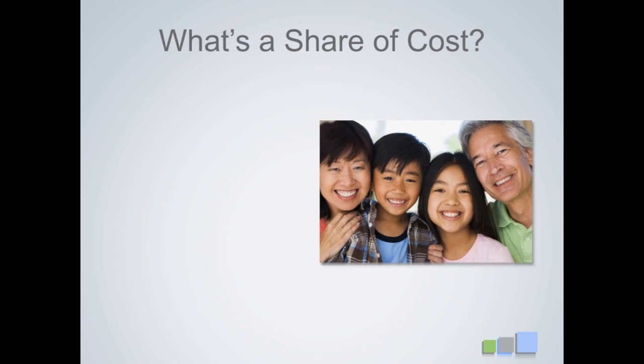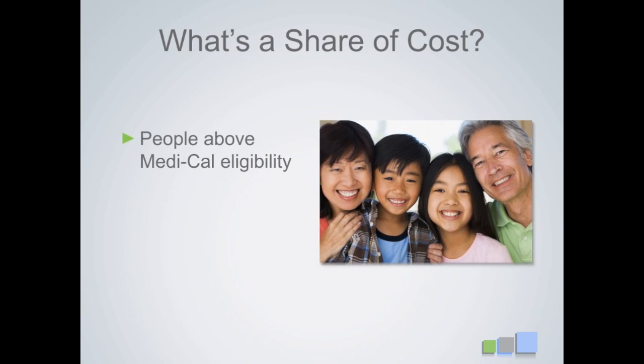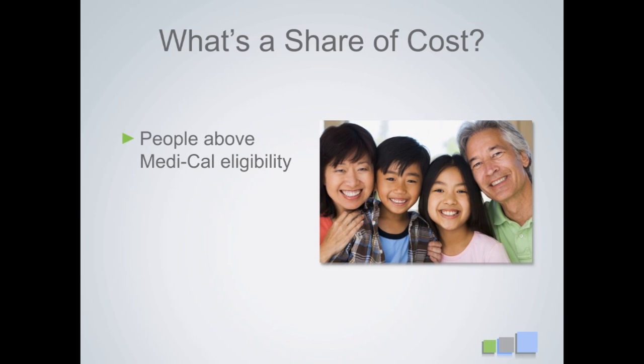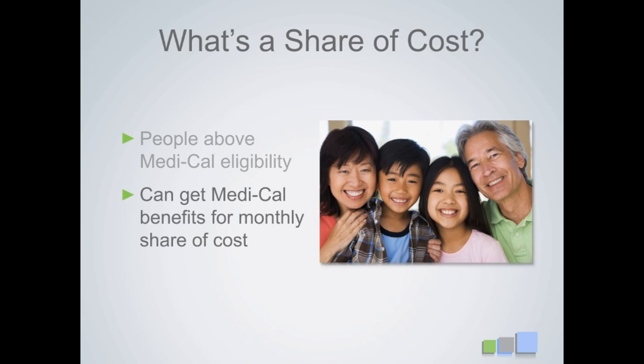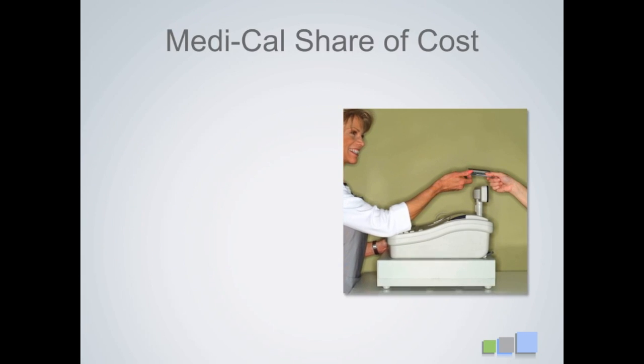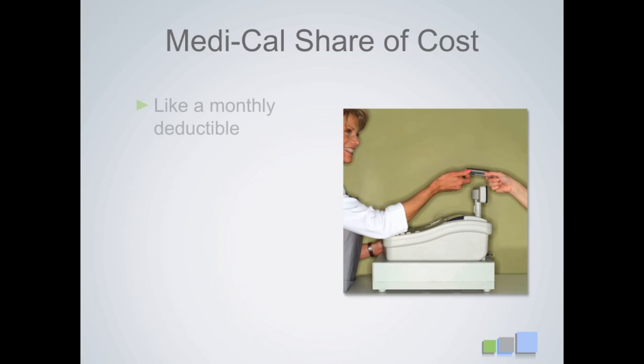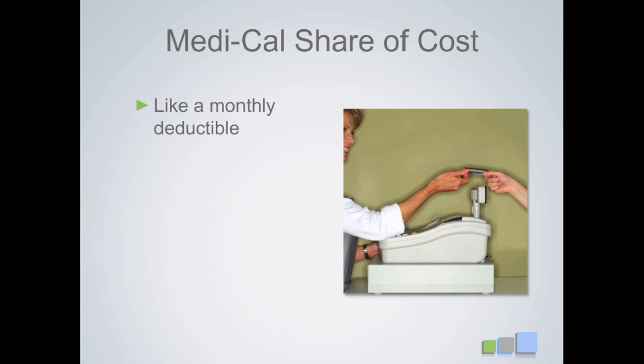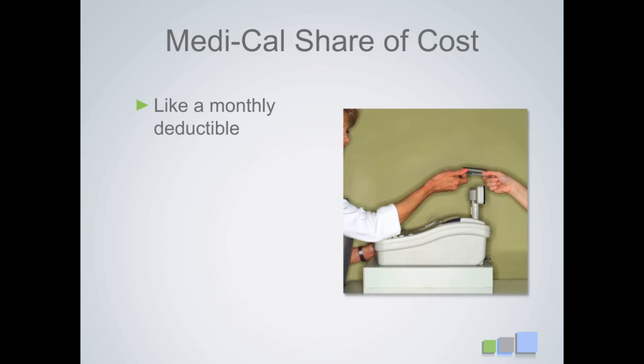Medi-Cal clients with incomes too high to qualify for cash assistance can still receive Medi-Cal benefits for health services. Their plan requires them to pay a portion of the cost of services each month before the benefits from Medi-Cal kick in. Medi-Cal calls this share of cost. It's similar to what you would think of as a deductible. It's important to understand that the share of cost must be paid each month and starts over each month.